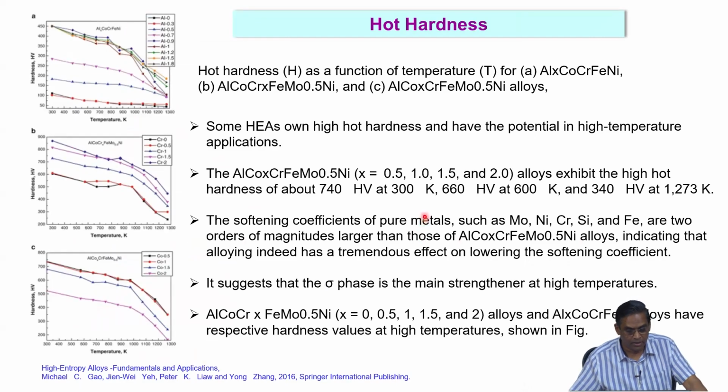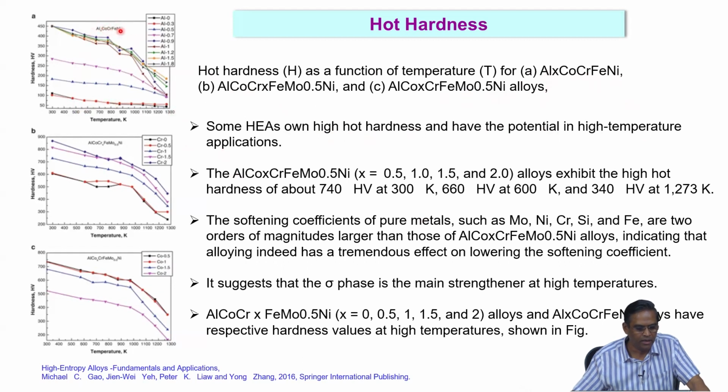And a very important thing is hot hardness. What is hot hardness? We talked about hardness, which we normally measure at room temperature. Hot hardness is hardness as a function of temperature, that means you can measure it at a very high temperature, right? You can do it as an in situ measurement. Aluminum, cobalt, chromium, iron, nickel based, similar kinds of high entropy alloys show very high hot hardness and have potential in high temperature applications.